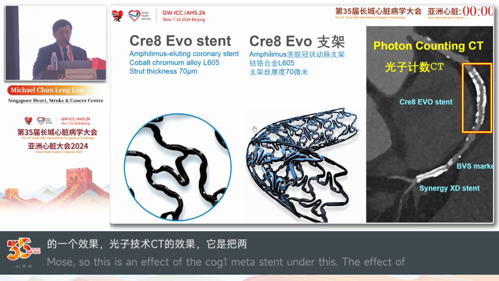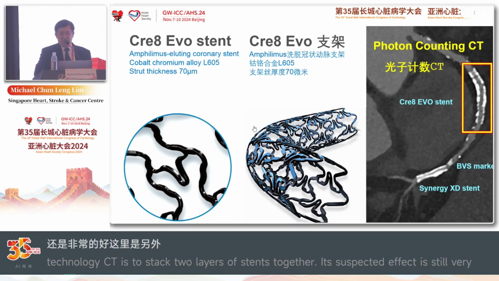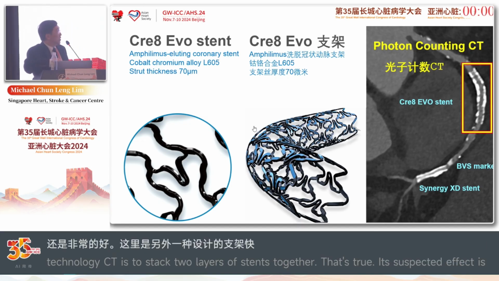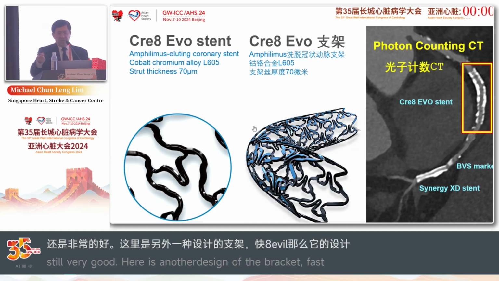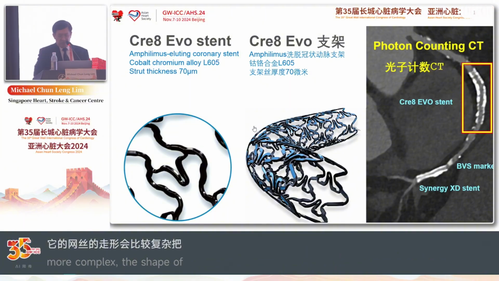And this one is a Create 8 Evo, a cobalt chromium, but the design is a little bit more complicated. Even then, you get quite good pictures. By the way, you see there's a dot here. That was an old BVS marker, and you don't really see much in terms of artifacts from the BVS marker either.